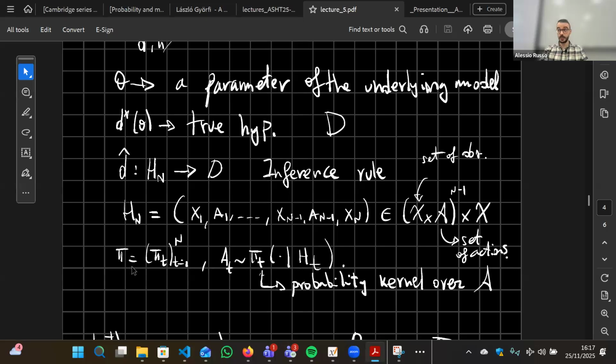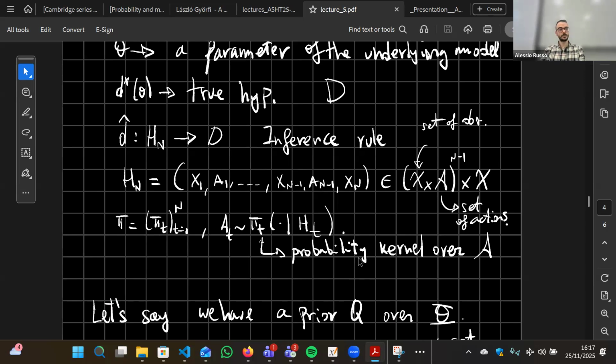And remember that the sampling rule is a collection of policies. Each one is a probability kernel over the actions, and you are conditioning on the entire history that you have seen up to that time step. So the policy at time t is a probability kernel conditioned on the history H_t.